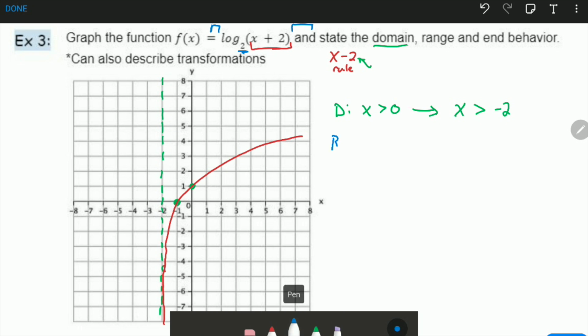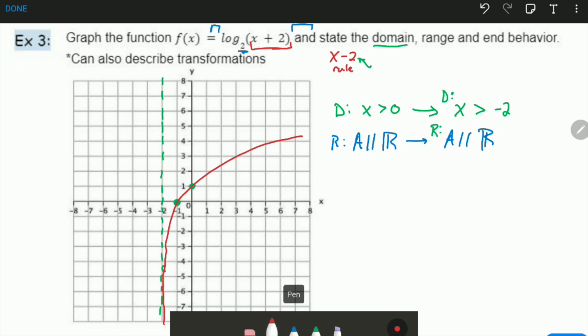Range for a logarithmic parent function is all real numbers. And no matter what transformations you apply to all real numbers, it will always be all real numbers. So for this function, the domain is x greater than negative 2, and the range is still all real numbers. Now let's talk end behavior.